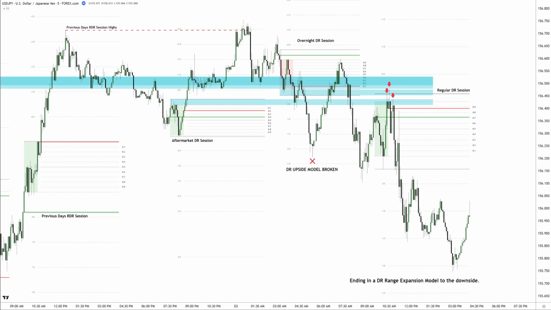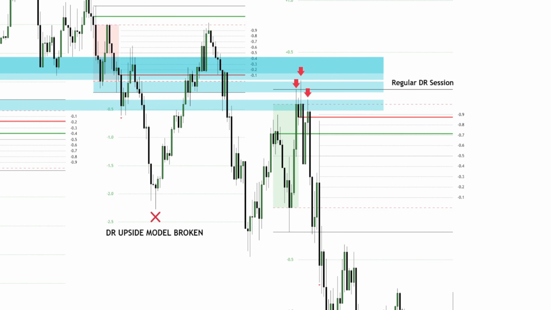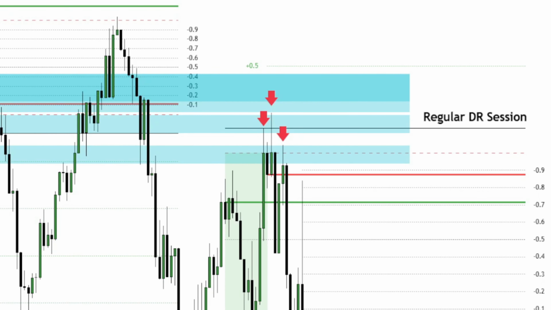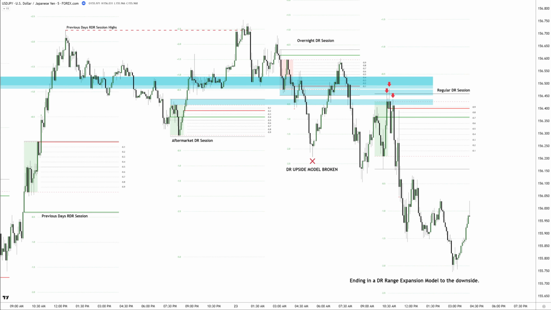Later in the day, as the DR upside model officially broke, price transitioned into a DR range expansion model to the downside, with previous DR levels holding major significance. Absolutely beautiful price action across all 3 DR sessions, and if you watched the last episode of Top 7 Trades, you would have anticipated this shift early on.